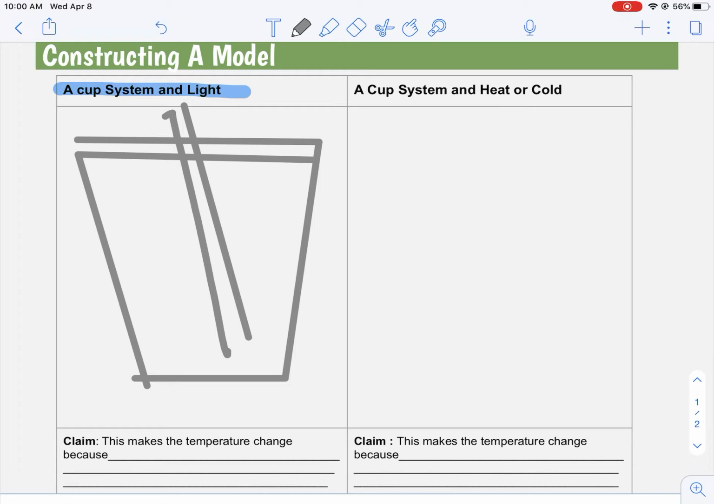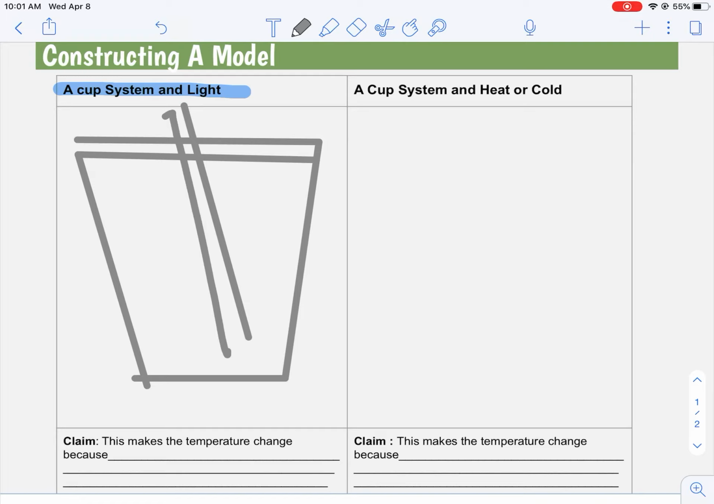So what we're going to try to do in this model is think about how does light interact with our cup system. So the first thing you have to think about is where is the light coming from that is going to interact with our cup system. So you have a couple options. It kind of depends on where your cup is at.